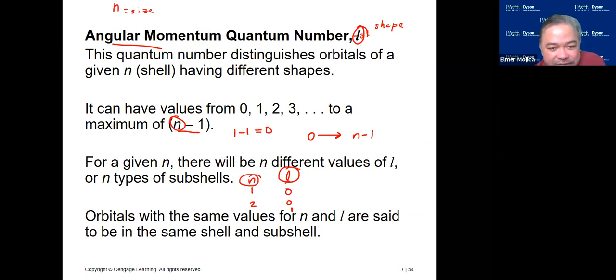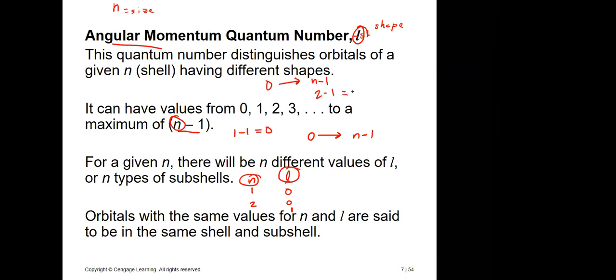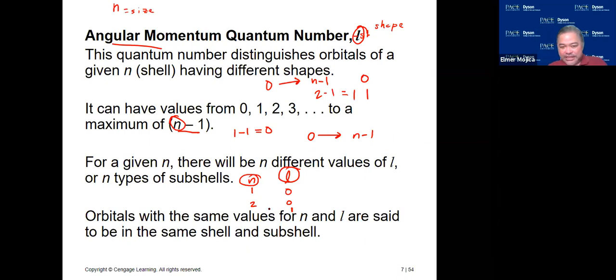other number than 0. When n is equal to 2, it can have 0 to 1 because it is from 0 to n minus 1. So 2 minus 1 is equal to what? 1, right? So that means it can have a 0, it can have a 1. But look at how I designate them. I put an n here, I put an L here, and then I put a 2, and then a 0 here, and then a 0 here, and then a 1.